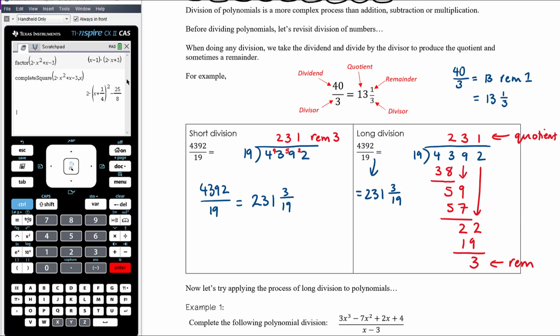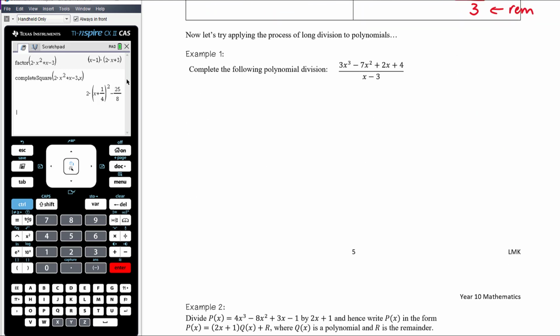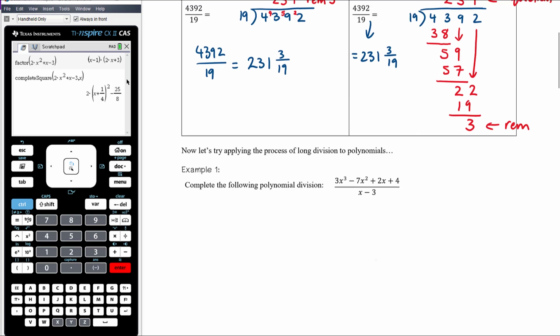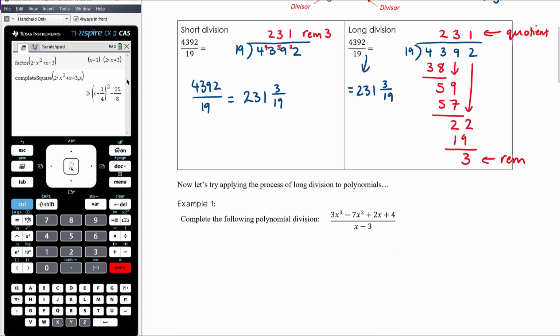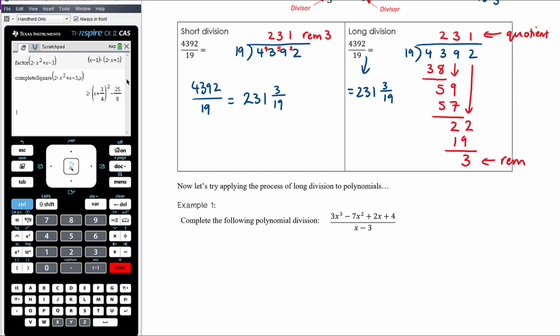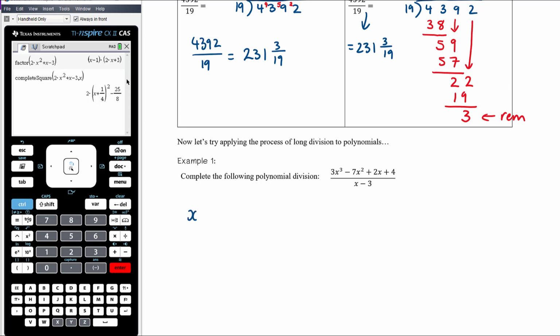This is a process which might seem a little tricky initially, but I guarantee you it is just about practice. You'll all be expert polynomial dividers before too long. So we're doing a cubic, 3x cubed minus 7x squared plus 2x plus 4 divided by a linear function, x minus 3. So we're going to write it out like we did up here, with x minus 3 dividing into 3x cubed minus 7x squared plus 2x plus 4.